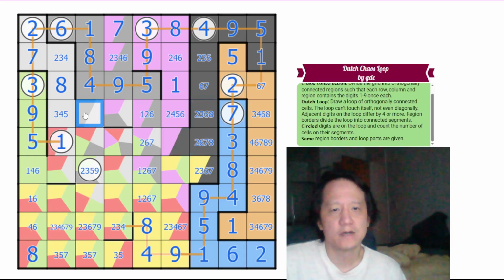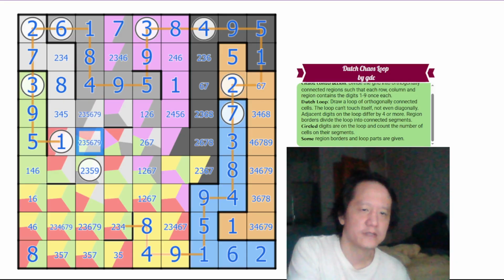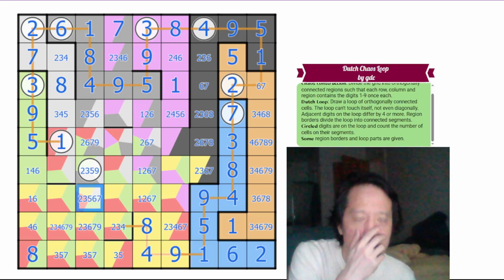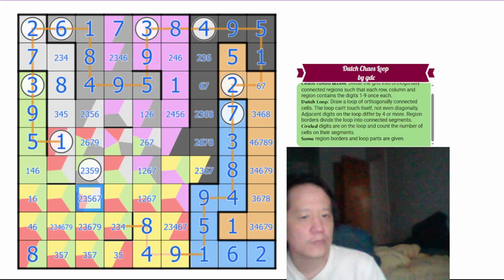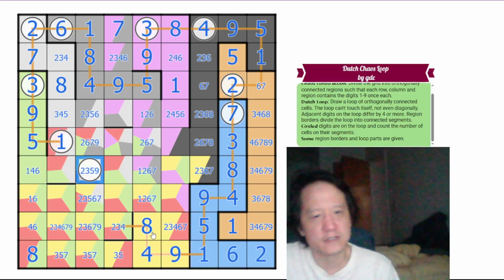Okay, rest of column 3 is what? 2, 3, 5, 6, 7, 9. This can't be 7 or 9. This can't be 3 or 5. 2, 3, 5, 6, 7, 9. No, 9 here. Can this ever really be 9? I think the answer to that is like no.